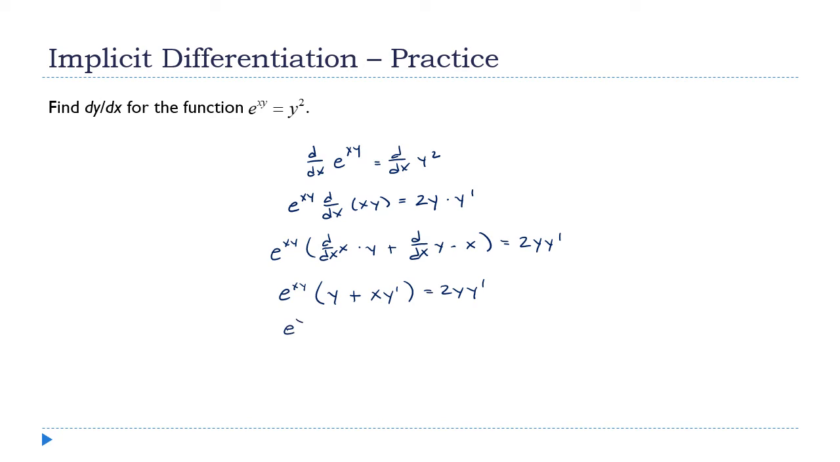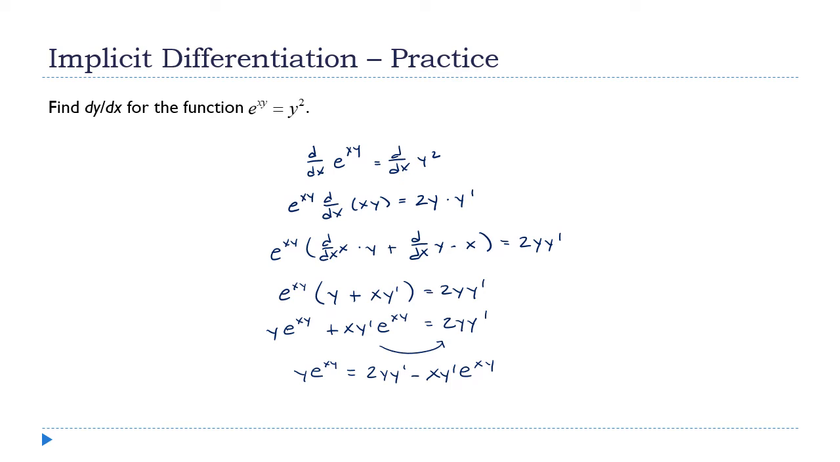This is e to the xy. Let's put the y out in front. Plus x y prime e to the xy equals 2y y prime. Now we just have to get the y prime by itself. So let's move the x y prime e to the xy over: y e to the xy equals 2y y prime minus x y prime e to the xy.